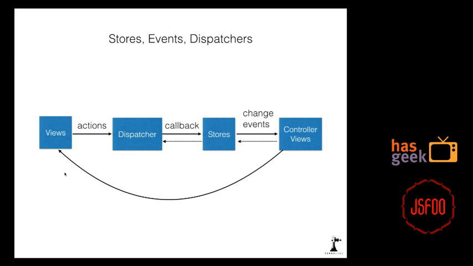Okay, what are controller views? Maybe these are the top-level components, or logical components which hold other components and so on and so forth. They get triggered and they will then go and do a set state. So the thing is that the data always flows in a unidirectional manner. That's essentially the idea.